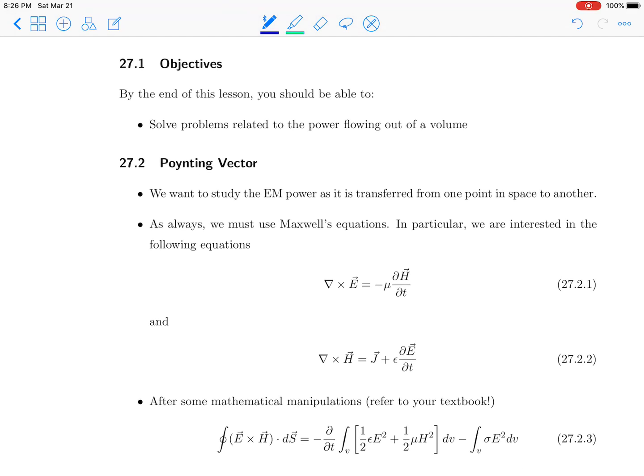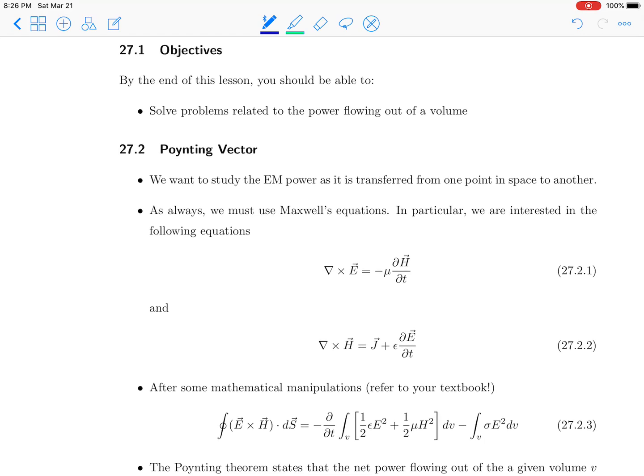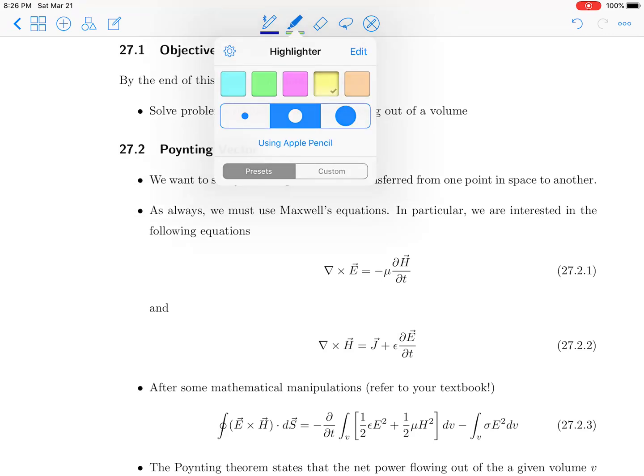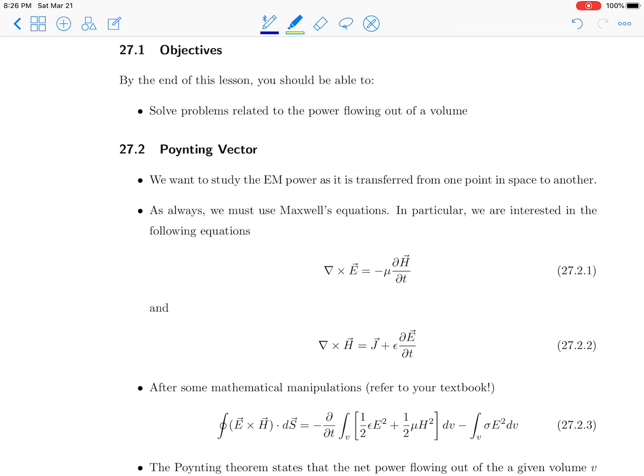So, in order to study the power of electromagnetic waves, we should, as always and all the time, refer to Maxwell's equations. In particular, we're interested in this form of Maxwell's equations, or these two equations. The first one is the well-known Faraday's law. The second one is a modified Ampere's law.